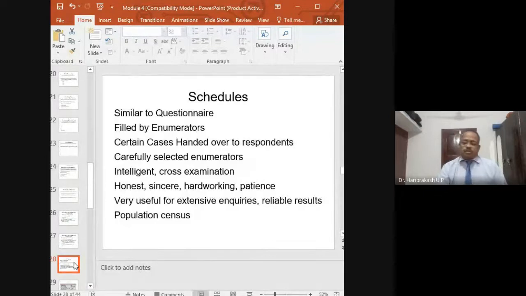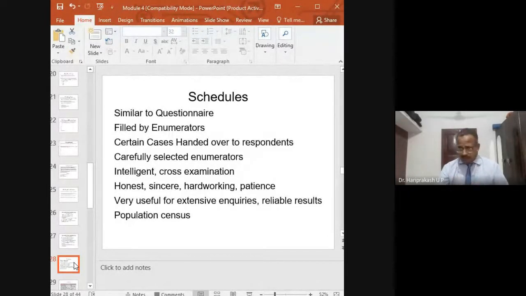A very good example for schedule is when the Government of India conducts census. I hope you know. Every once in 10 years, the Government of India conducts census. So what is the process? Here, the government collects information of each and every household of the population. So in every state, every district, every municipality, every locality, there will be enumerators identified, and these enumerators are given schedules. Schedules are handed over to them, and they go to each and every residence and collect the data about the number of family members, their age, their education, their spoken language.